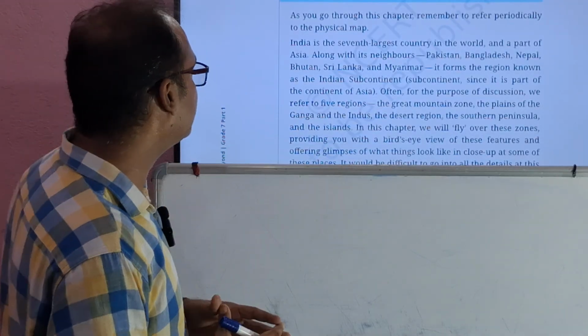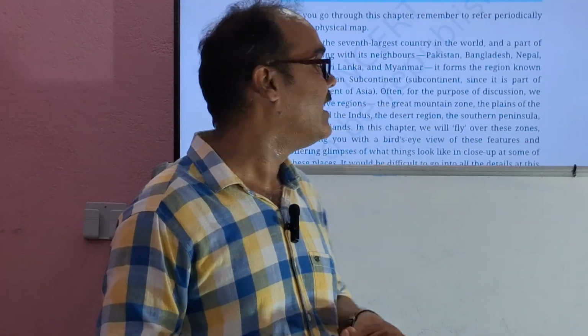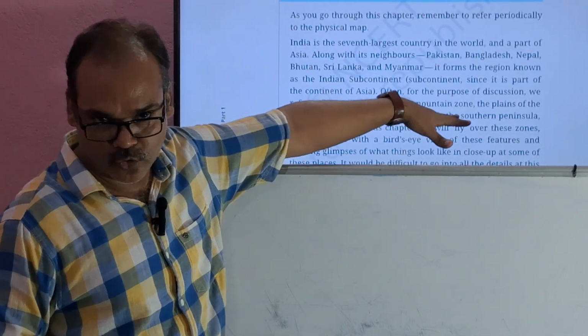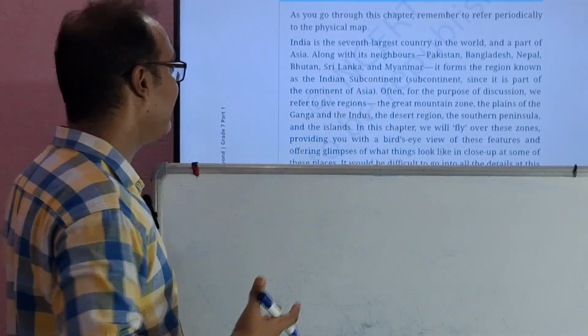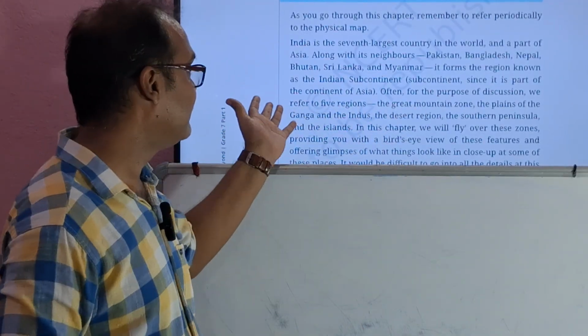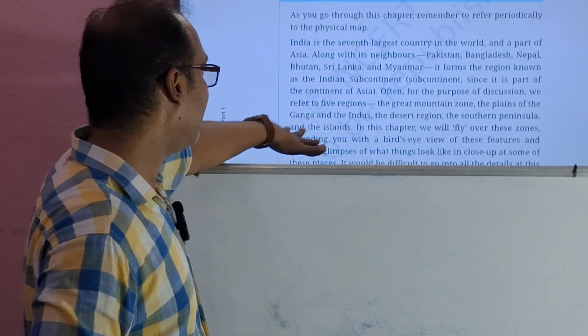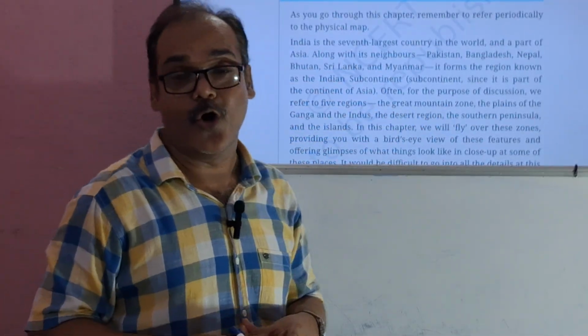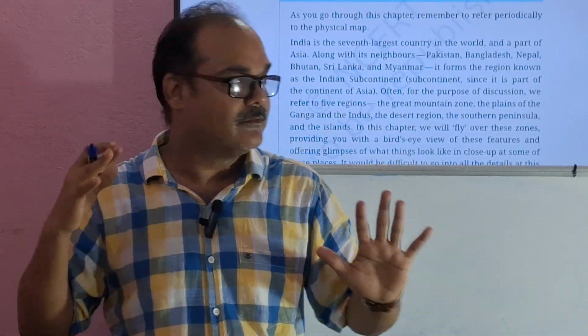Often for the purpose of discussion, we refer to five regions. So in this chapter, we are going to discuss the Great Mountain Zone. It means definitely we are going to talk about the Himalayas. Then we have the plains of the Ganga and Indus. Then the desert region, the southern peninsula, and the islands. So all these things we are going to discuss in this chapter one by one.